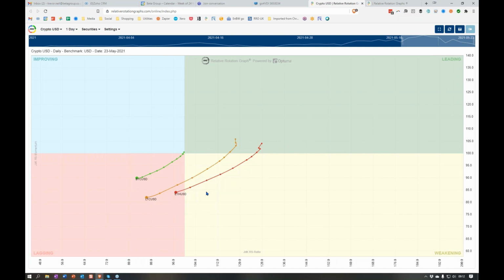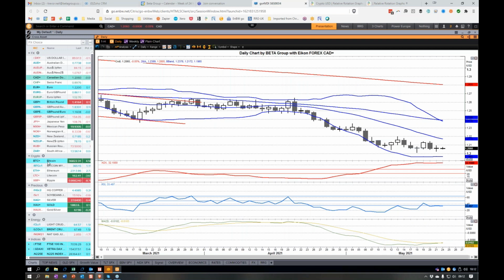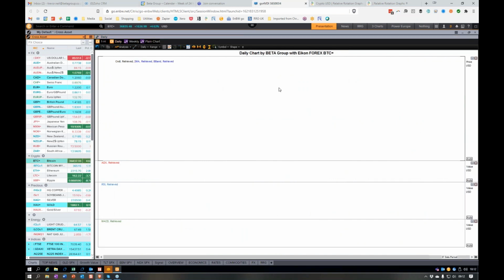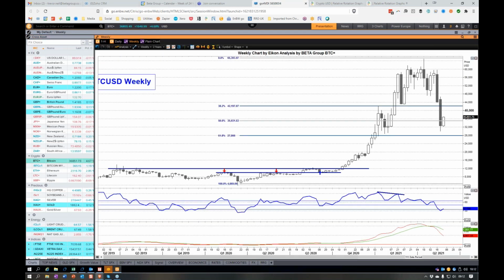If you're an investor, be out of the cryptos. If you're a trader, then be short of the cryptos. So going now, looking at them, here's Bitcoin itself. Let's get the weekly chart because we've come back so far now. We need to look at that.